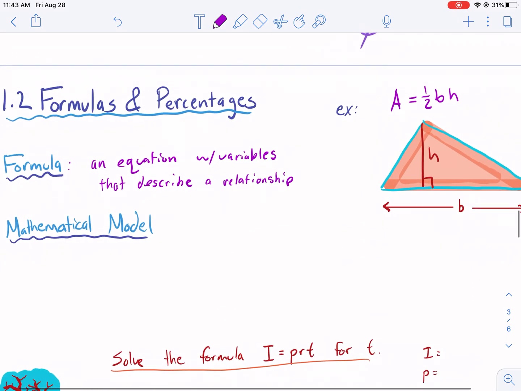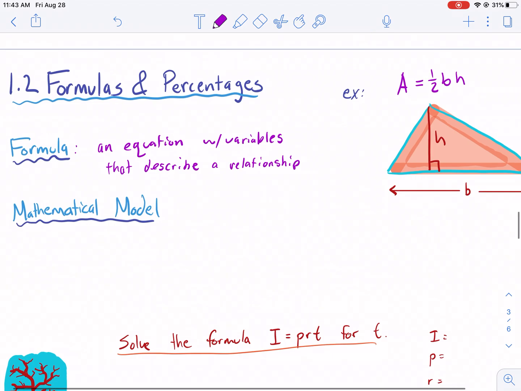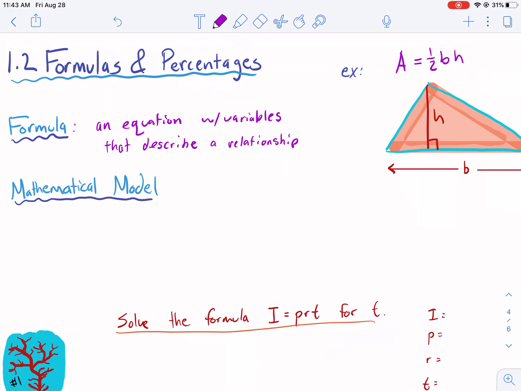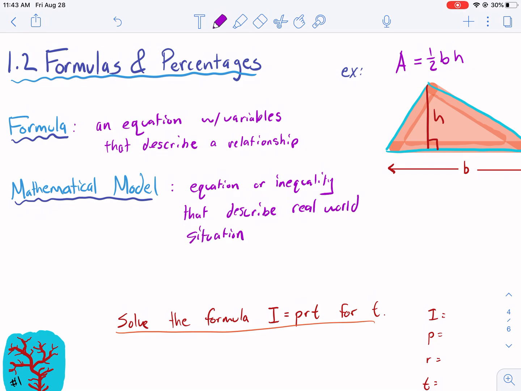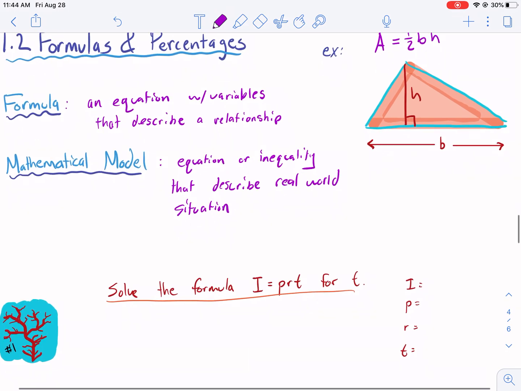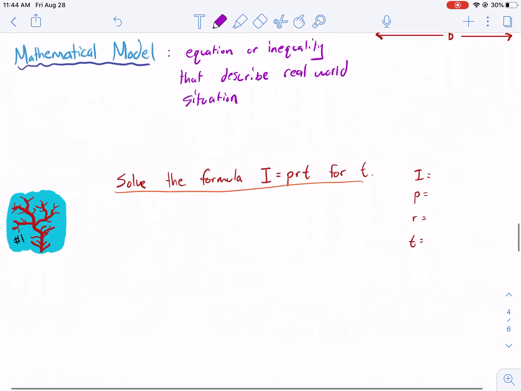Mathematical model is very similar, just a little bit different. It is an equation or an inequality that describes a real world situation. Okay, so this is very important when you're talking about models, economics, the stocks use this, businessmen use this. This is a mathematical model that helps make informed decisions that you use in the real world.